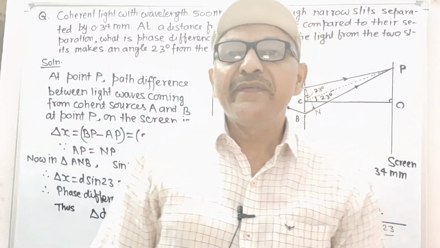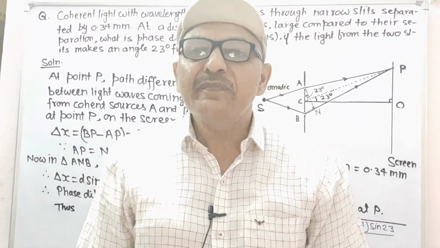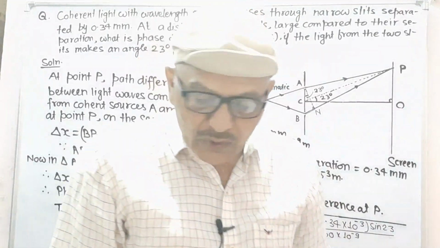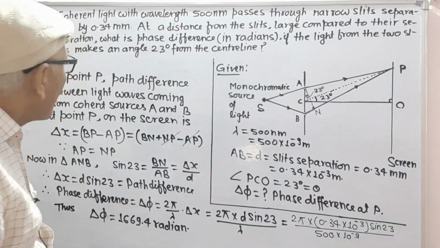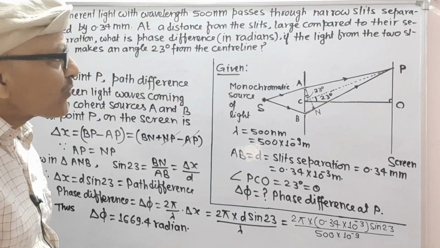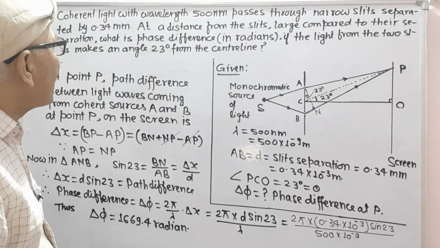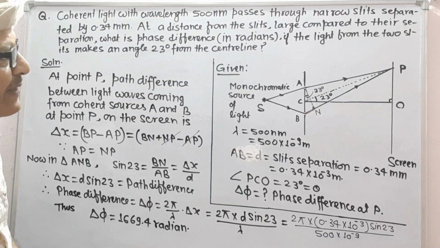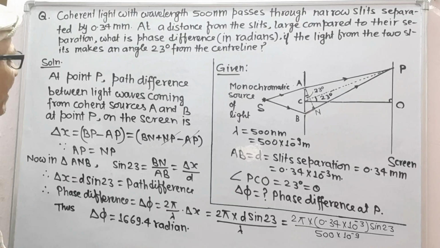Hello dear students, we are going to solve a numerical problem related to Young's double slit experiment. The question is, coherent light with wavelength 500 nm passes through narrow slits separated by 0.3 mm at a distance from the slits large compared to their separation. What is the phase difference in radians if the light from the two slits makes an angle 23 degree from the center line?